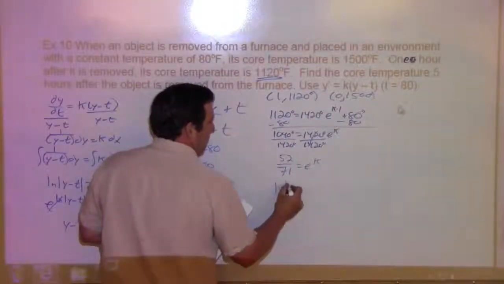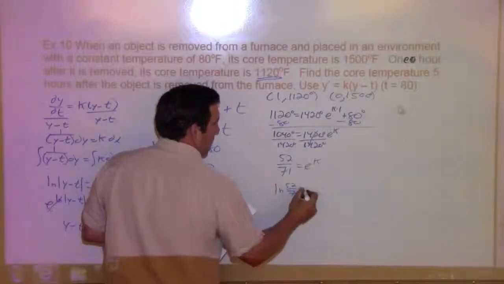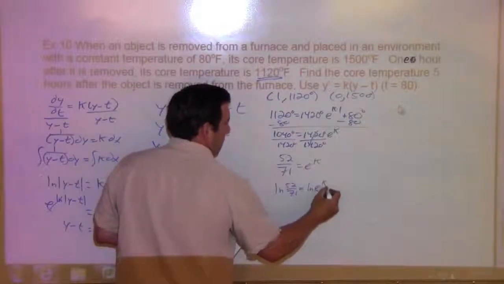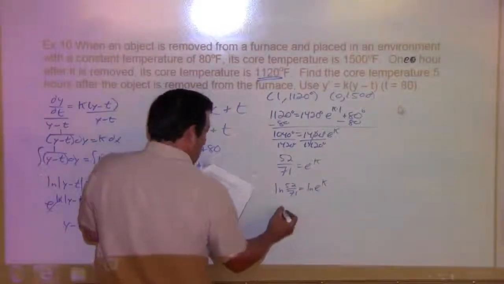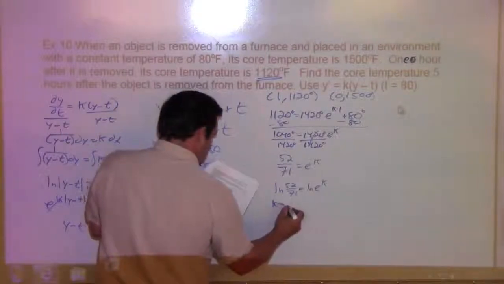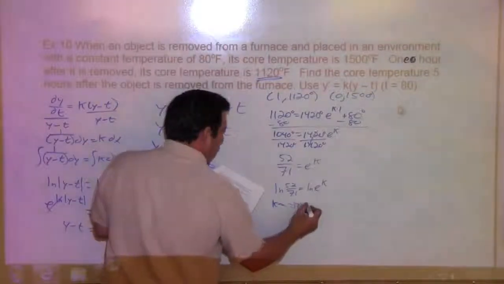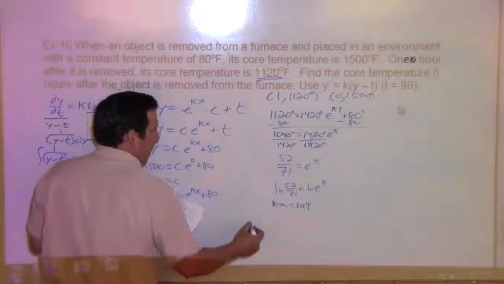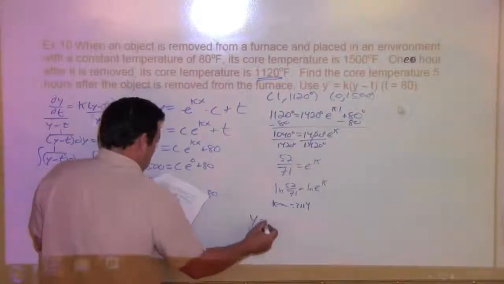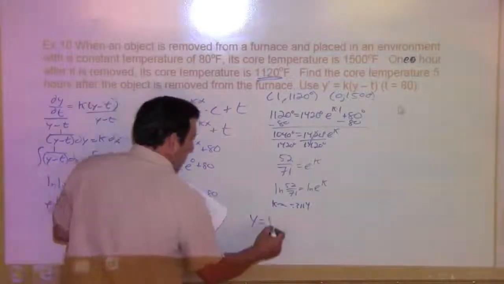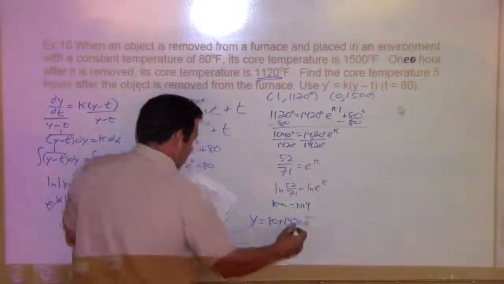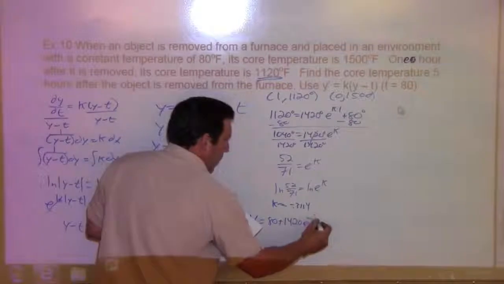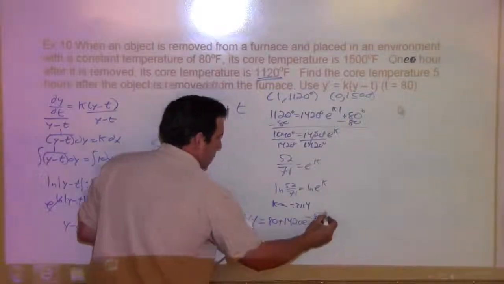The natural log of 52 over 71 is the natural log of e to the k. So I'm going to go with the decimal on this. K is approximately negative 0.3114. And our formula would be y equals 80 plus 1420 e to the negative 0.3114 t.